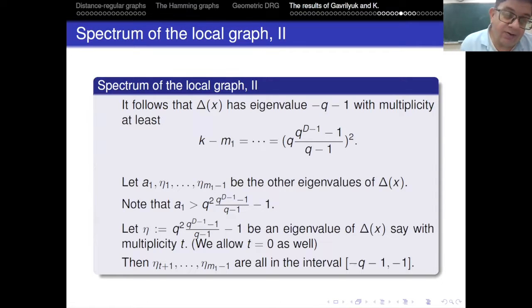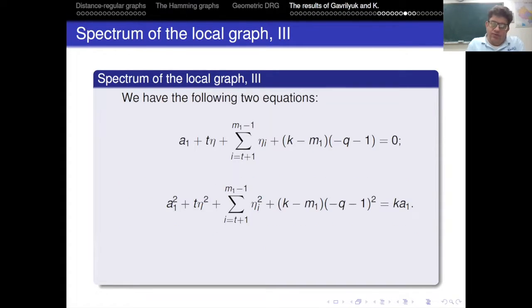Now we let eta be this number, Q squared times Q to the power D minus 1 over Q minus 1 minus 1. And we say that it must have a multiplicity T. We don't know if T is 0, so we allow T to be 0. Then it's not exactly an eigenvalue, but we have to allow it. So then all the eigenvalues eta T plus 1 to eta M1 minus 1 must be in the interval minus Q minus 1, minus 1. Yeah, that is what happens.